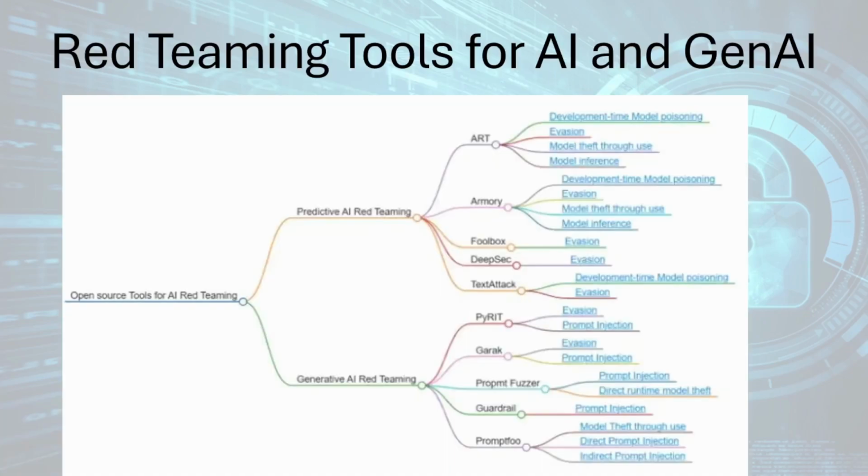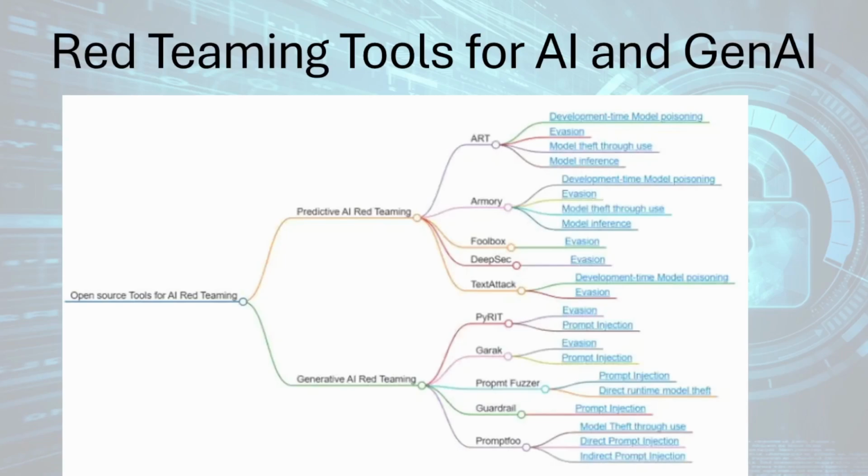Red teaming tools for AI and Gen AI. The mind map displayed provides an overview of open source tools for AI red teaming, categorized into predictive AI red teaming and generative AI red teaming, highlighting examples like ART, Armory, Text Attack, and PromptFoo. These tools represent current capabilities but are not exhaustive or ranked by importance, as additional tools and methods will likely emerge and be integrated into the space in the future. It is recommended that you perform your own testing using these tools to determine which one provides the best capabilities for your use case.